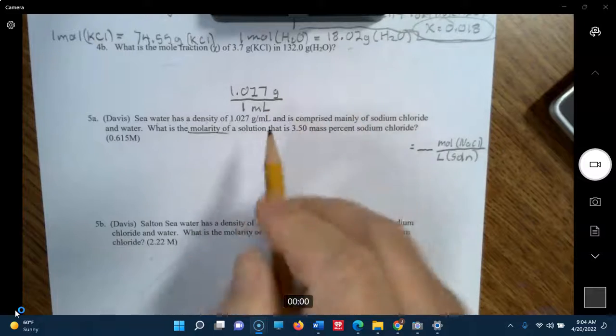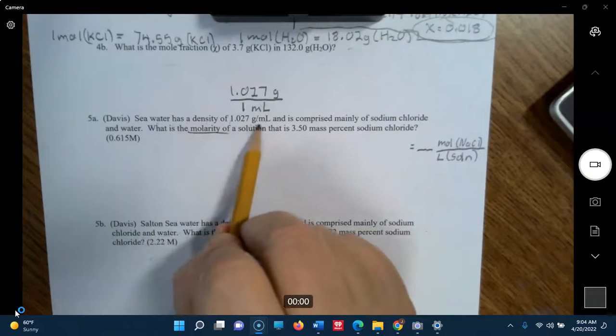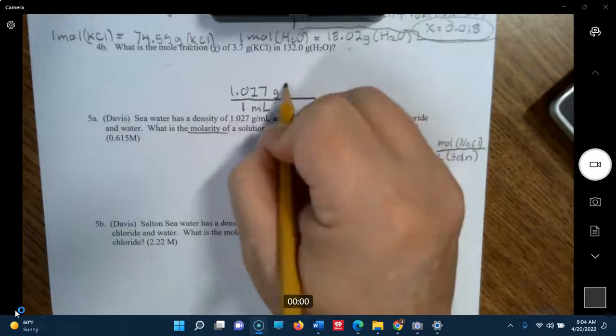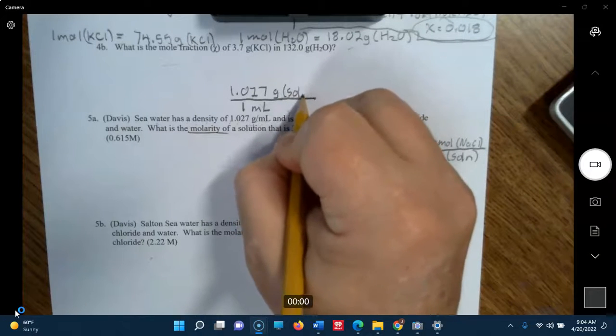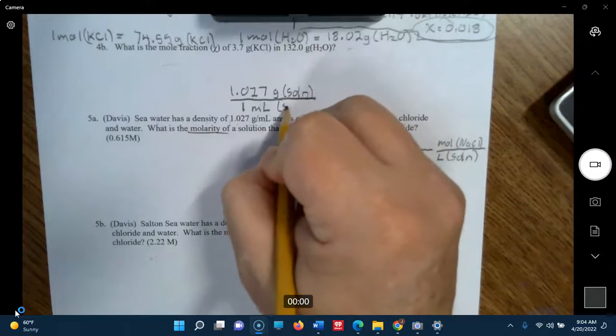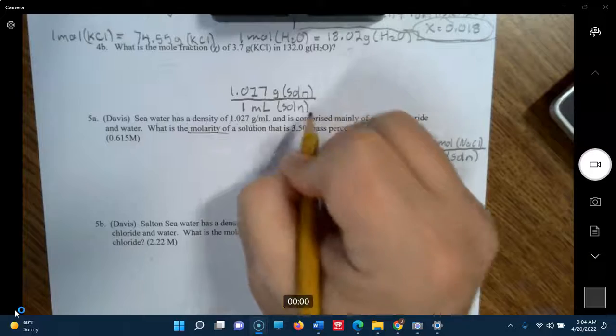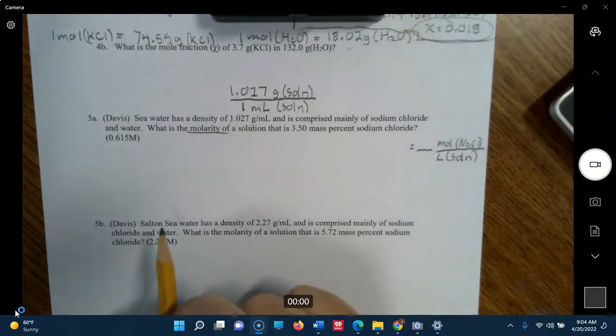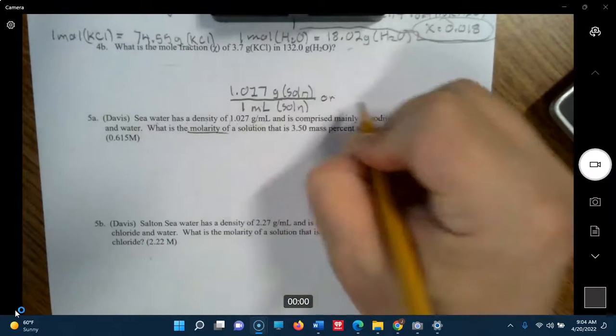Now, grams of what? Well, seawater has a density. It's the seawater. That's the solution. That's the salt and the water together. So I can write solution here and solution here. So what does that look like to you? That looks like a conversion factor. You could write another one if you're so inclined.